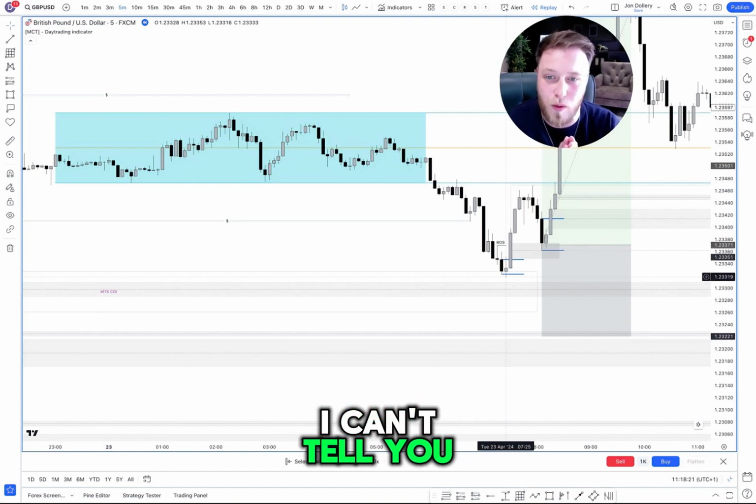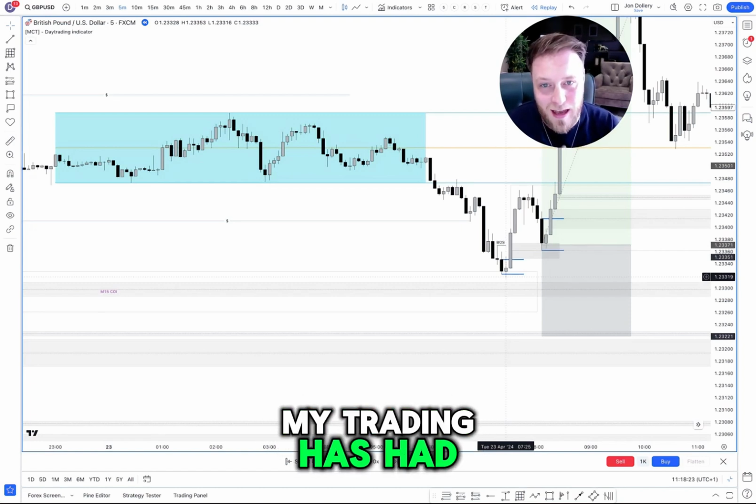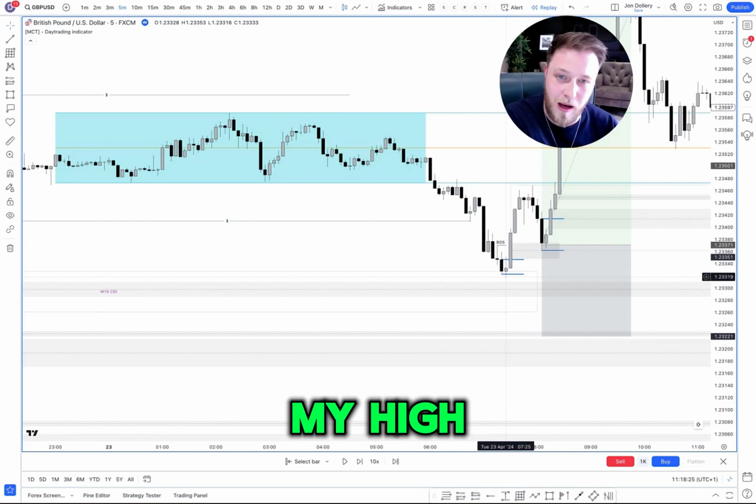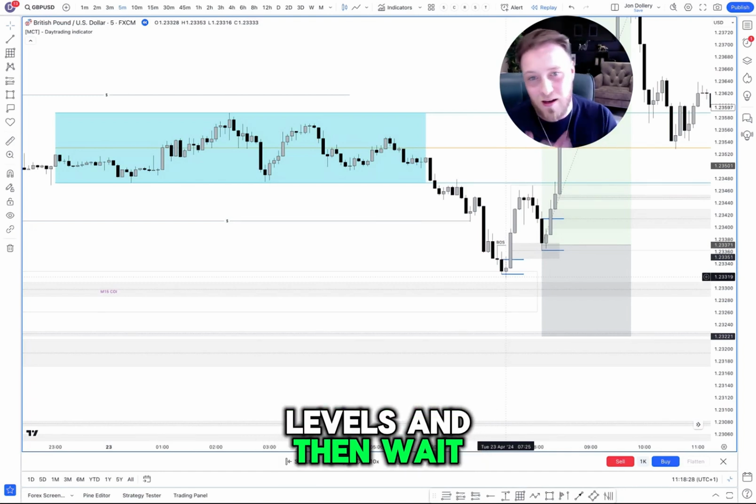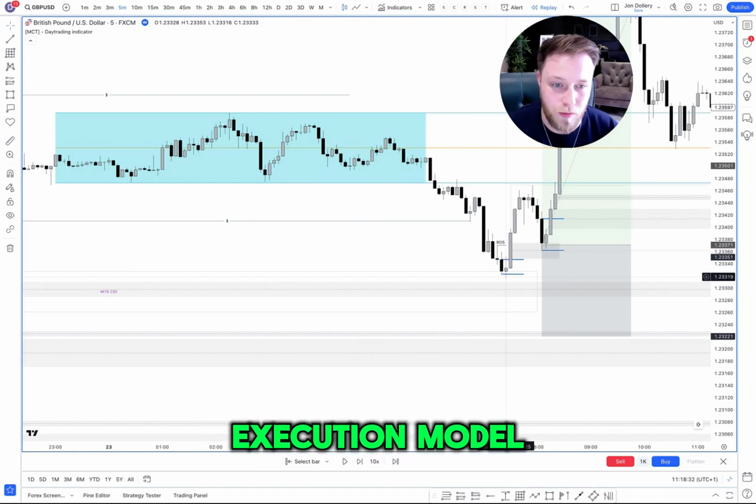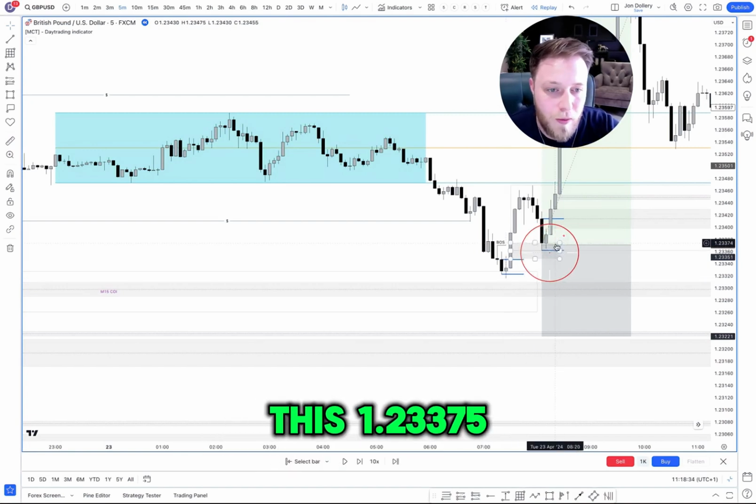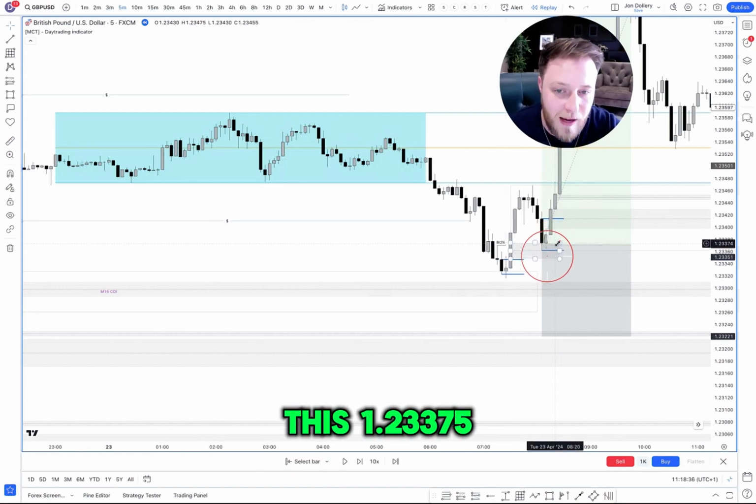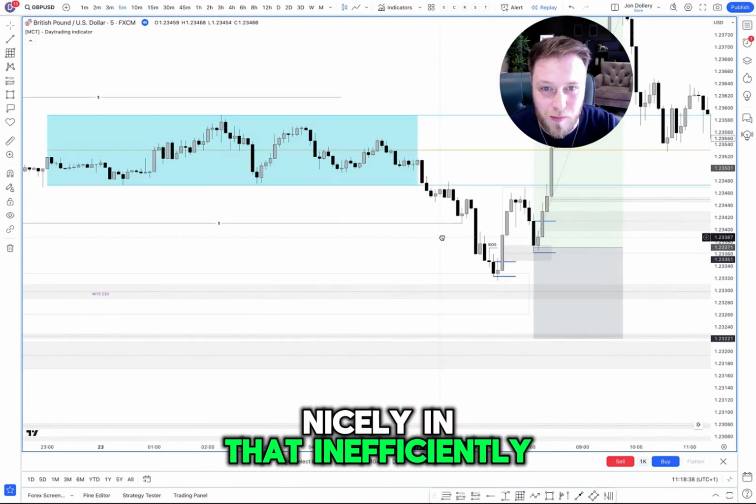I can't tell you how much of a difference my trading has had when I allow for price to get into my higher time frame levels and then wait for the lower time frame shift in momentum. Then it's about finding the execution model. So I had an entry in and around this 1.23375 level, nicely in that inefficiently priced market.